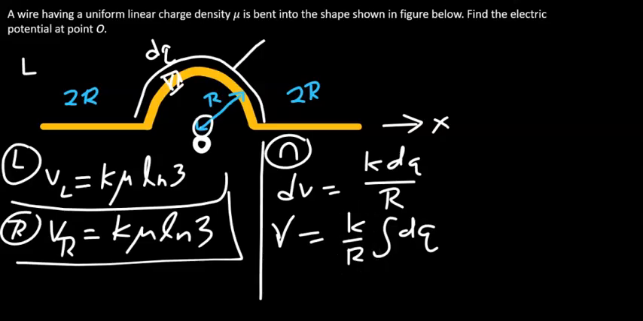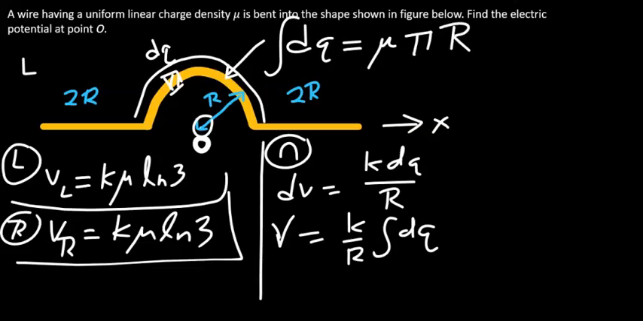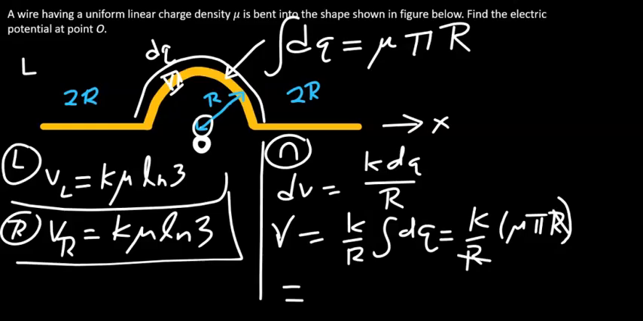The total charge that this semicircle contains is given by the linear charge density mu times the length of that semicircle, which is just pi times the radius of that semicircle. So substituting that in here, we get k over R mu pi R. So this R goes away and you get mu k pi for the third contribution.